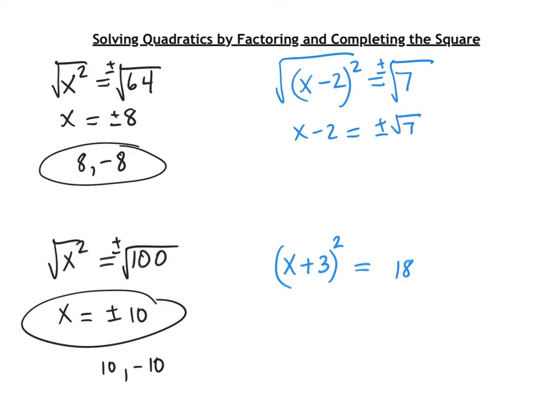We can get x by itself by adding 2 to both sides. Typically what we do is we pop that 2 in front, and we say that x equals positive 2 plus or minus root 7. Technically, there are two answers then. One of them is 2 plus root 7, and the other is 2 minus root 7.